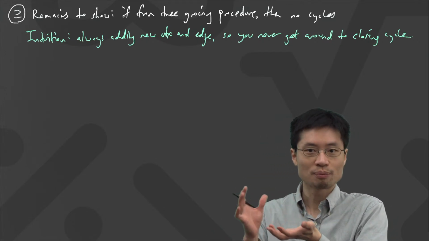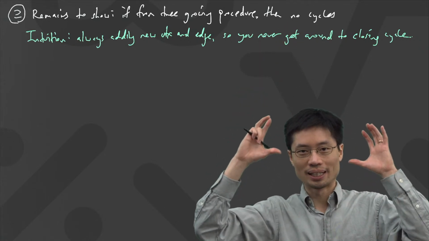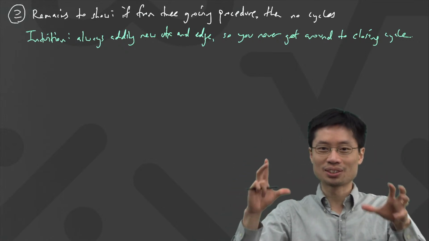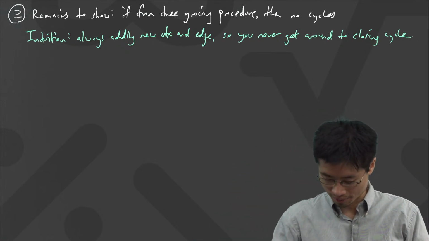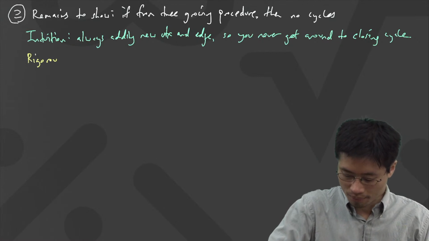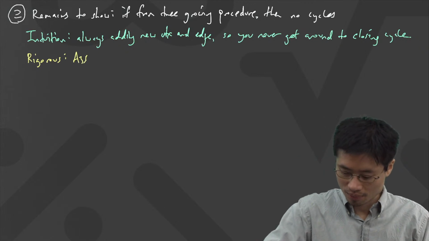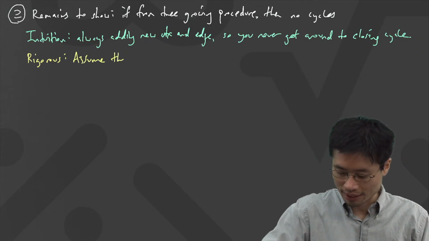If you do proof by contradiction, that's the easiest way. If you're trying to show there's no cycles, then you say, okay, I got a cycle. I want to stare at it. Once you can stare at a cycle, you can try to find a contradiction. And here's how to make it rigorous. Well, assume there's a cycle.